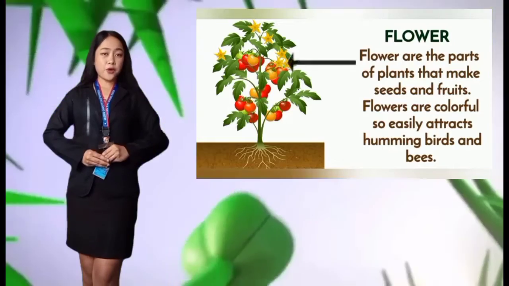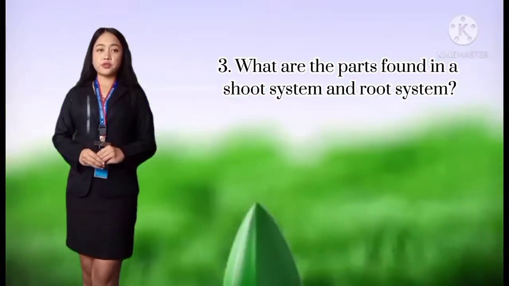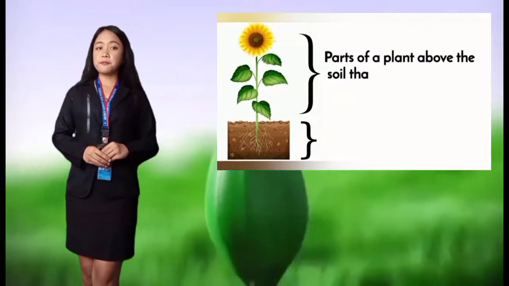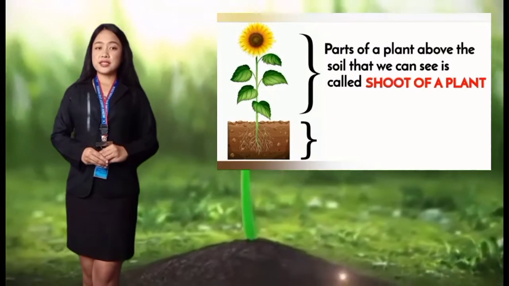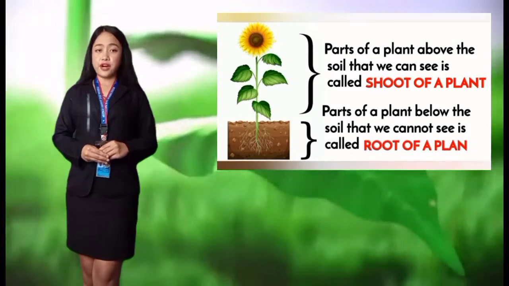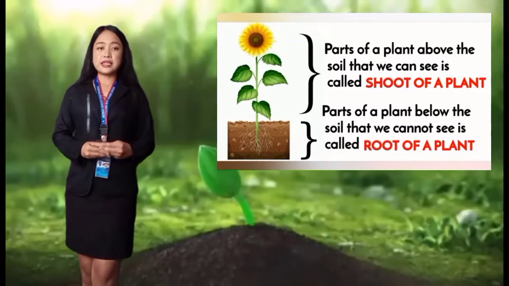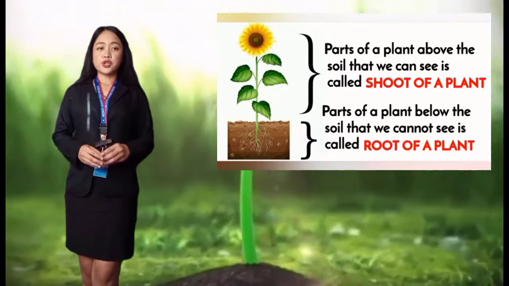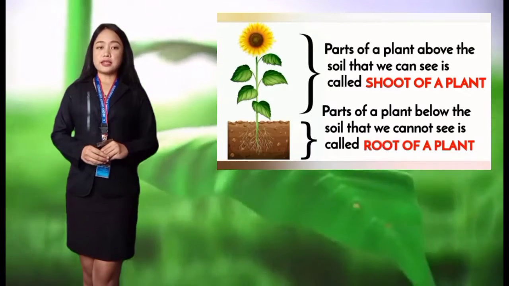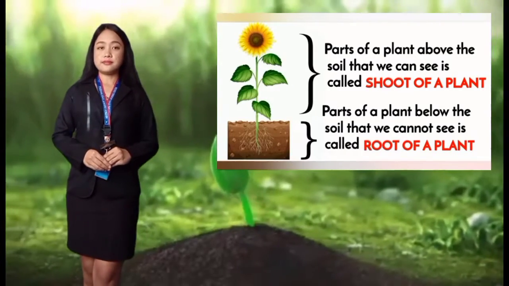So we consider now the question number 3. What are the parts found in a shoot system and root system? The shoot system consists of the stems, leaves, and the reproductive parts of the plant, which are the fruits and flowers. The shoot system generally grows above ground, where it absorbs the light needed for photosynthesis. The root system supports the plants and absorbs water and minerals, and it is usually underground.